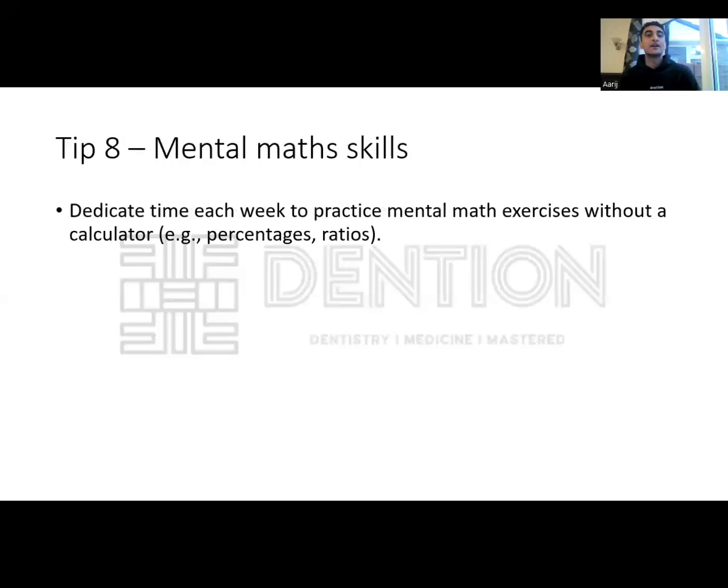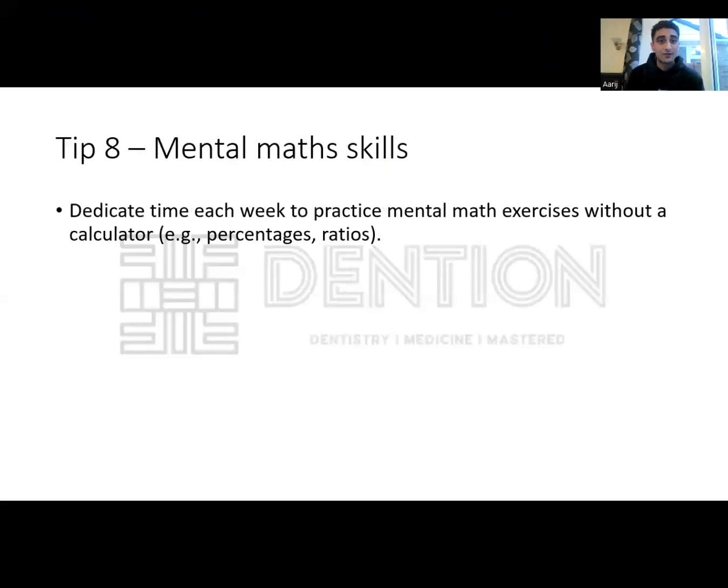Okay, tip 8, work on your mental math skills. I think the reason I say this is because maths can be learned. I know people say that the UCAT is an innate ability, but at Dention here, we're trying to help you maximize your application. And one of the key aspects that you can maximize your application in for the UCAT is working on your quantitative reasoning.